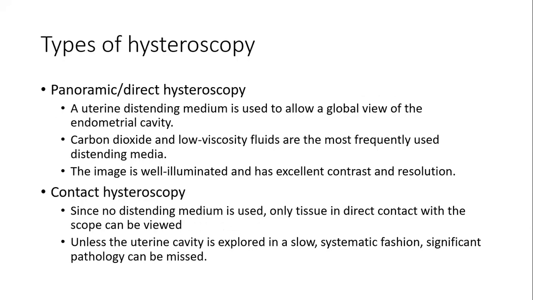The other way is to do contact hysteroscopy. This is not as commonly done because there's no distending medium, so you can only see what is directly in front of you and the tissue which is in direct contact with the scope. That's as far as your view is concerned. So you would have to slowly put in the scope and visualize the different parts of the uterus as you go. The shortcoming of this is that you may miss some pathology, so that's why it's not commonly done.